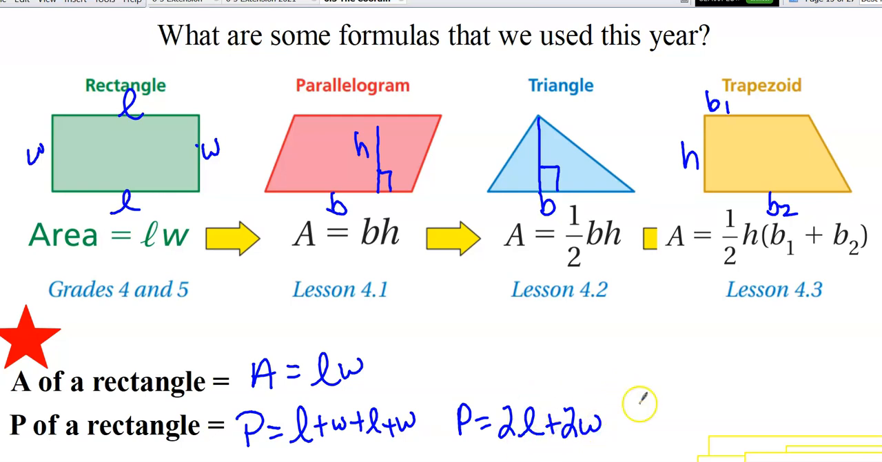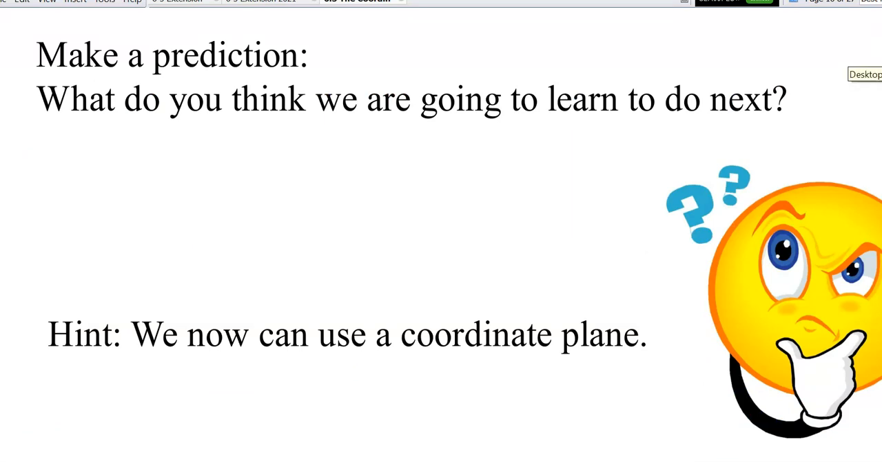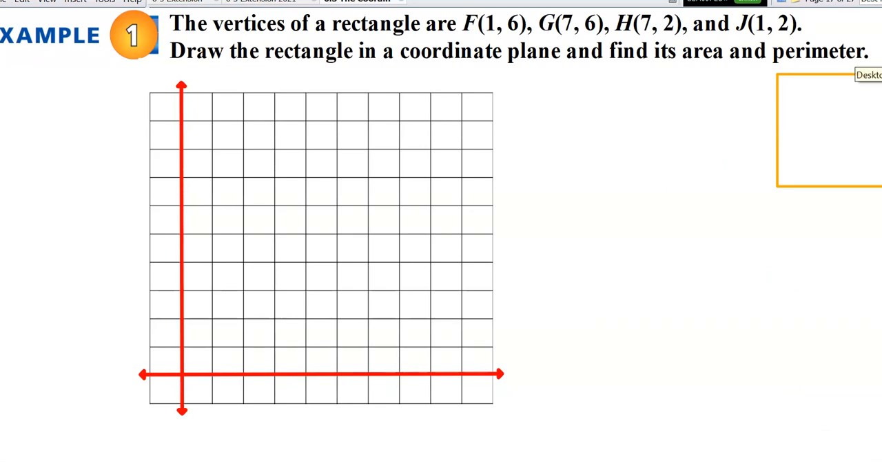Or you can think about the distributive property, and maybe we could be a little more sophisticated and use some parentheses and write perimeter equals the length plus the width times 2. Remember when we did the distributive property, we multiplied the 2 times everything inside, which makes it look like that formula. Okay, so those are the formulas that we learned this year and we're going to keep using. So what do you think we're going to do next with that formula, and what do you think we're going to be doing on a coordinate plane? Think about it. Let's do it.